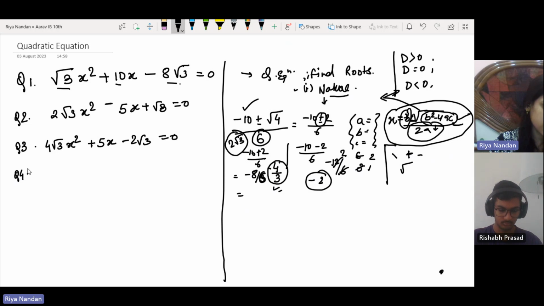Giving you more questions, 4 or 5 questions. Try to solve fast with this formula, and then we will solve the 5 more questions with those two different processes, the completing square, and then so just speed up.